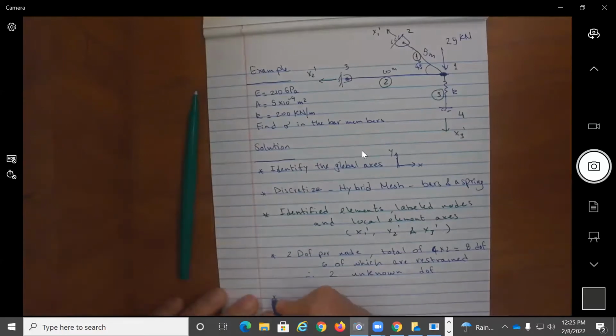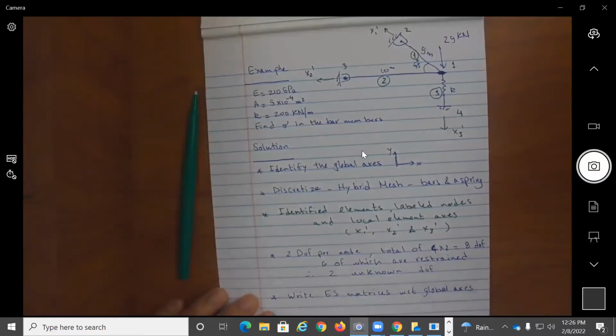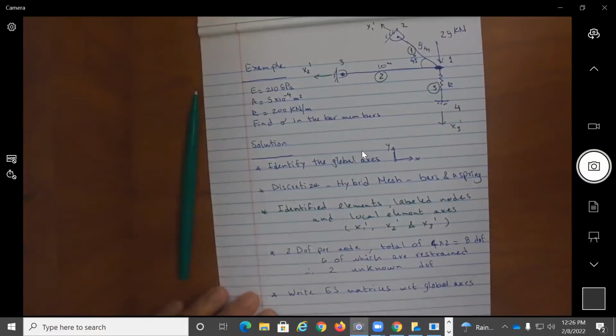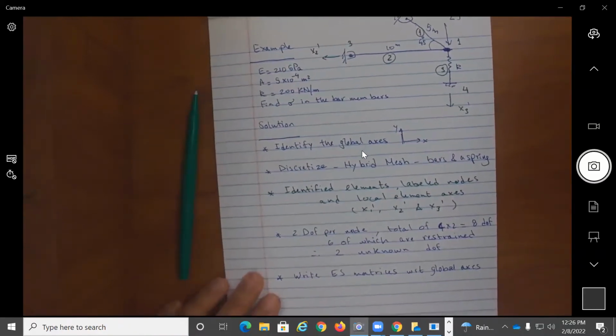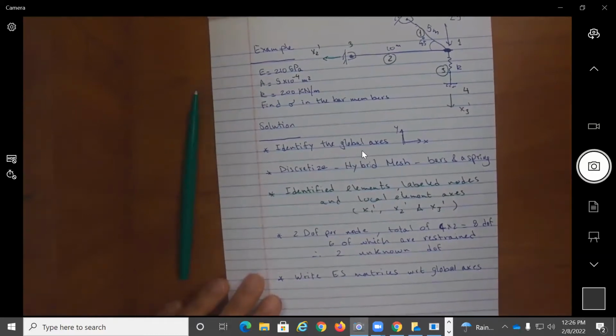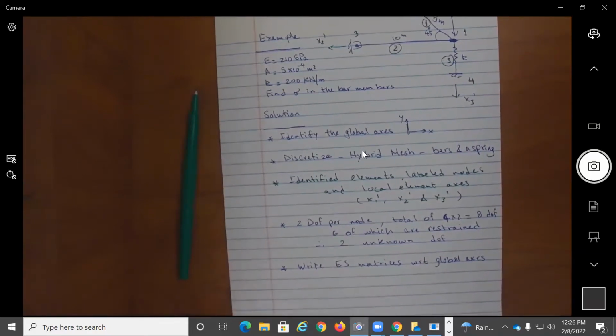Next, we're going to write the element stiffness matrices with respect to the global axis, X and Y. So we are going to define the cosine, sine, cosine square, cosine sine, like we did previously. And then we're going to use the direct method to assemble.